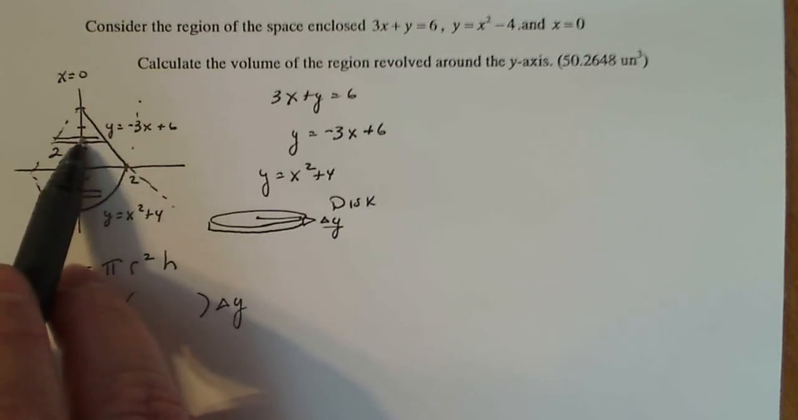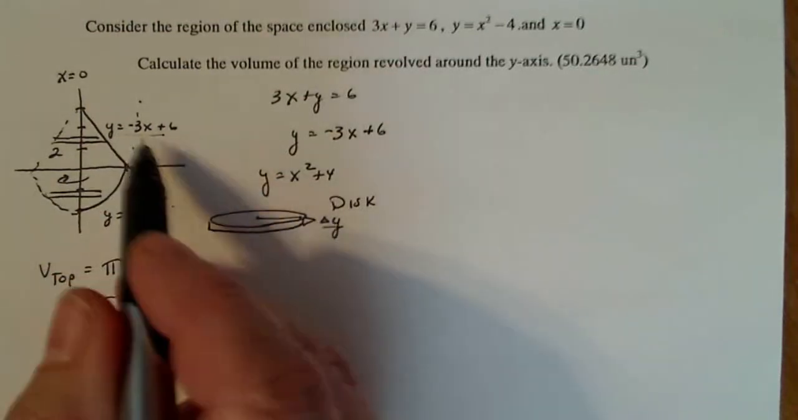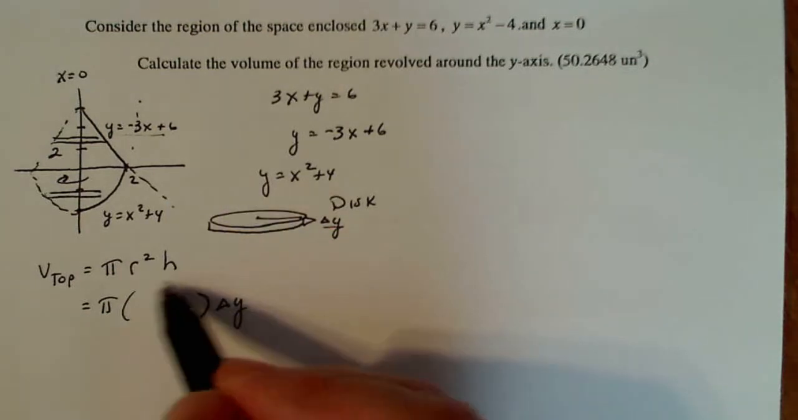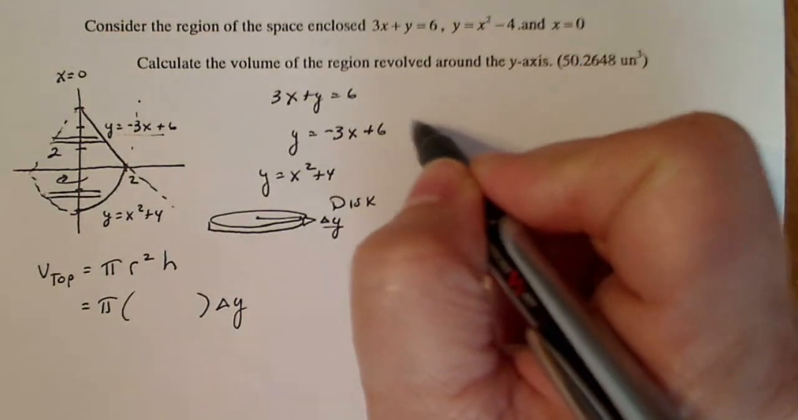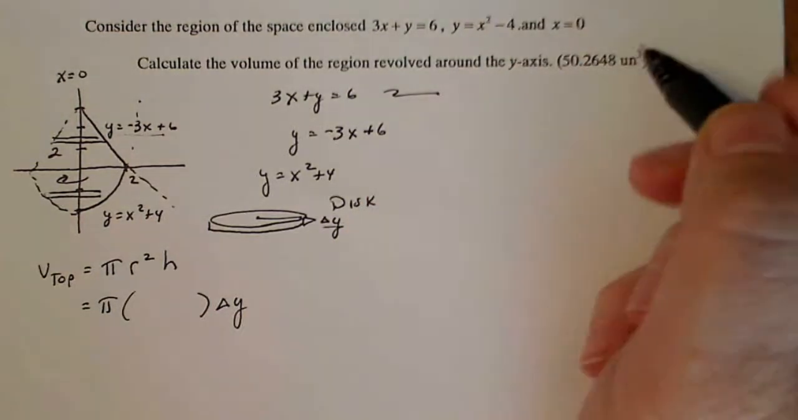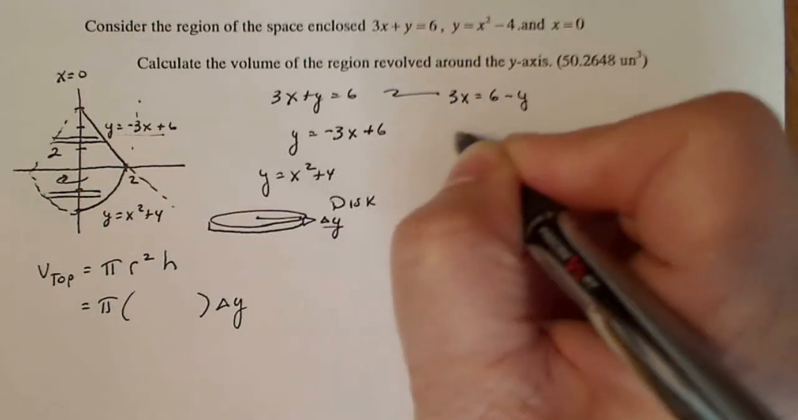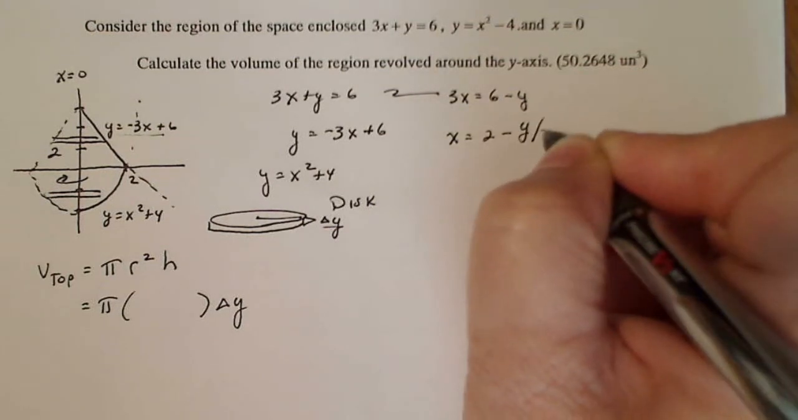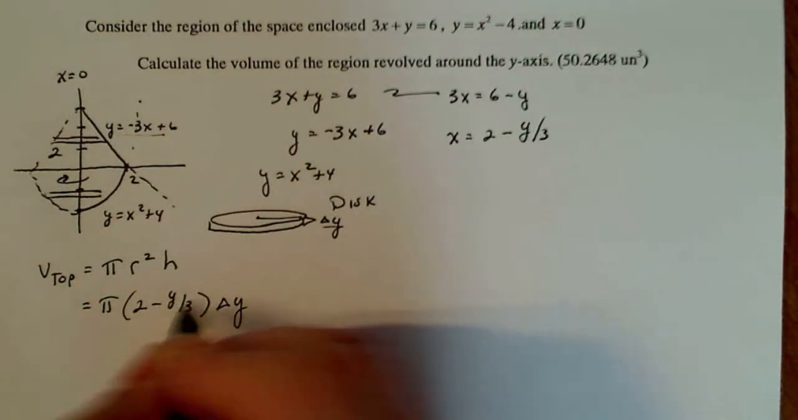Well, it looks like the radius from the center to the outer edge is dictated by this function right here. But if I put minus 3x plus 6 in here, that doesn't make sense because that's a y, and then I'd have x's in here. Everything has to be the same variable, namely y, because of the way we sliced it. So that means I have to take this function and solve for x. So 3x equals 6 minus y. Divide everything by 3. So this becomes 2 minus y over 3.